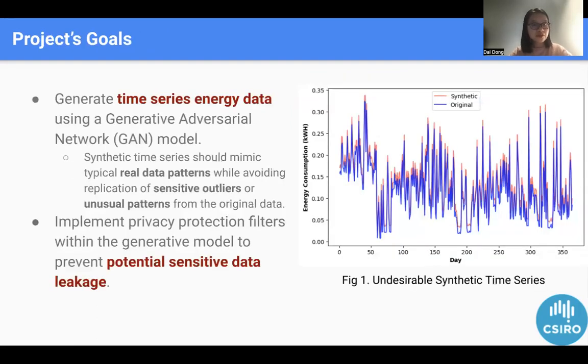So our project goal right now is that we would like to generate time series energy data using a generative adversarial network, also called GAN. The synthetic time series should mimic the typical real data patterns while avoiding the replication of sensitive outliers or unusual patterns from the original data. And also we would like to implement some privacy protection filters within the generative model to prevent potential sensitive data leakage.